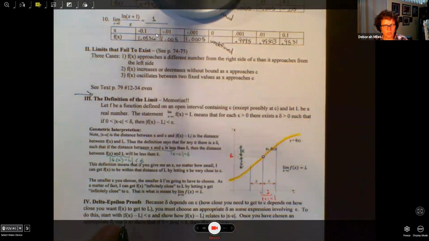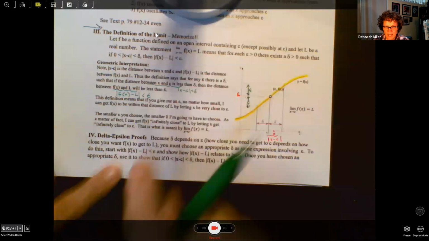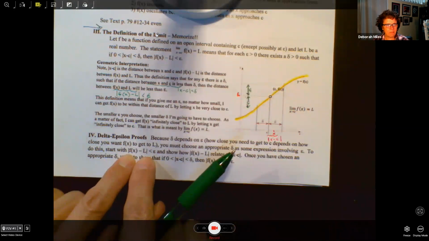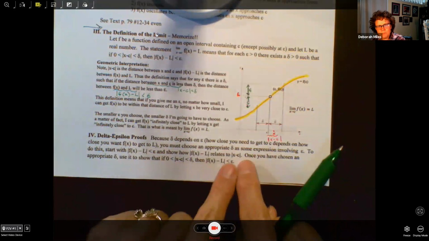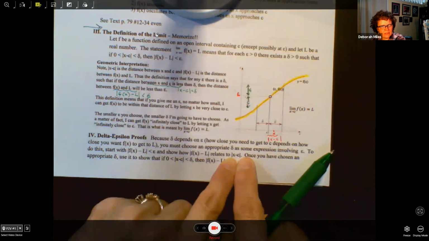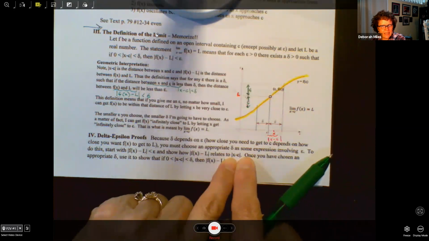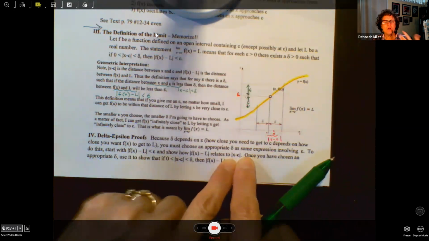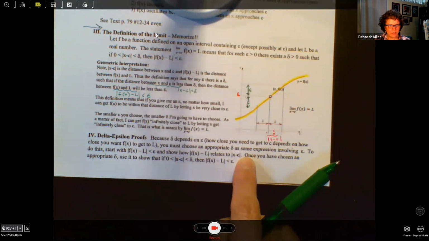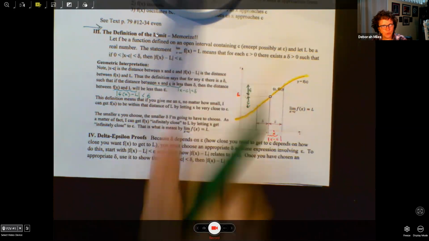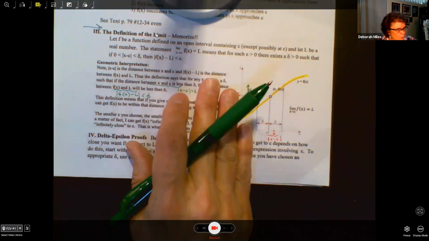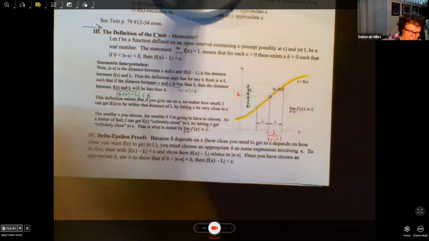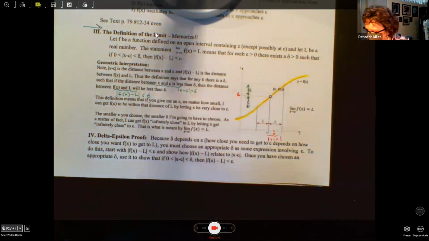To do this, start with the absolute value of f of x minus L and work on it until it becomes the absolute value of x minus c. And then you work backwards. Once you find your appropriate delta, you work backwards to actually do the proof. That's what we're going to do today, is proofs of limits. And we also need to start 2.2, but we don't have to finish it today.